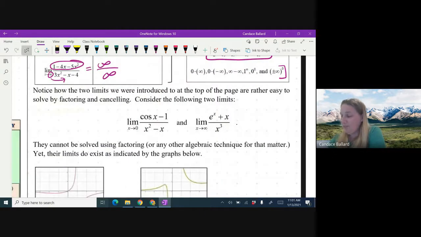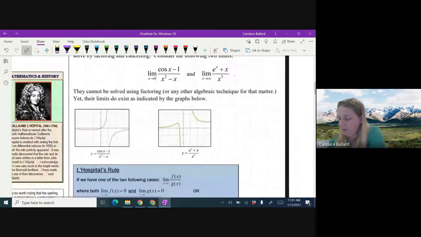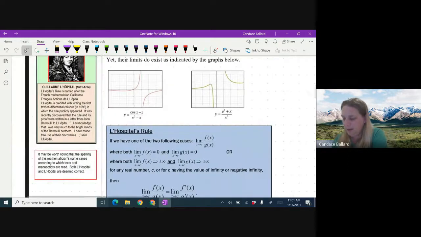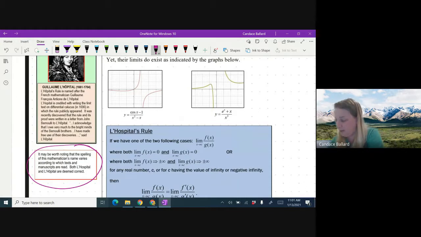So looking at these two limits, they gave us the pictures of these. Oh, by the way, you can look at it spelled a bazillion different ways. It's not L'Hospital. Okay, it's L'Hopital. It says down here that it's been spelled lots and lots of ways. They're both correct. So however you spell it, it's pronounced that way.